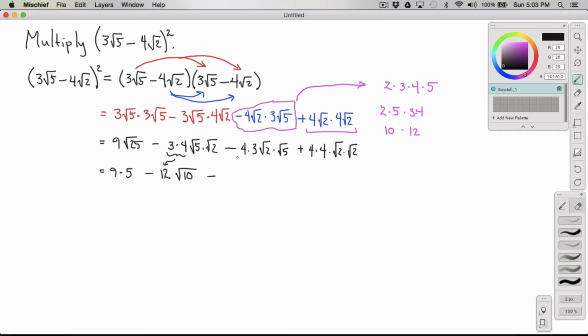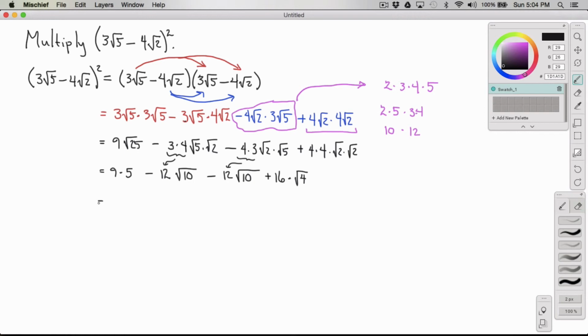Minus 4 times 3, this piece here, is 12. And then the square root of 2 times the square root of 5, that's just 2 times 5 inside the radical, or simply 10. Plus 4 times 4, that's 16, times the square root of 2 times the square root of 2, that's going to give me the square root of 2 times 2, or 4.